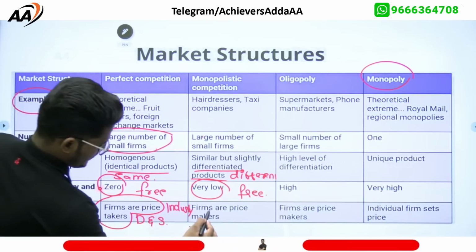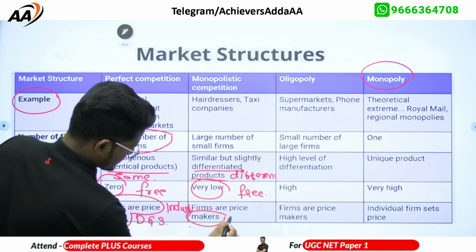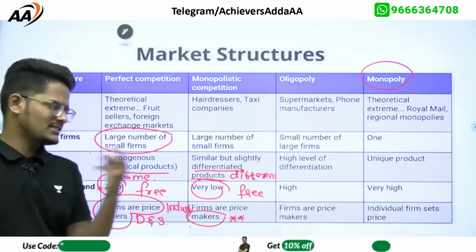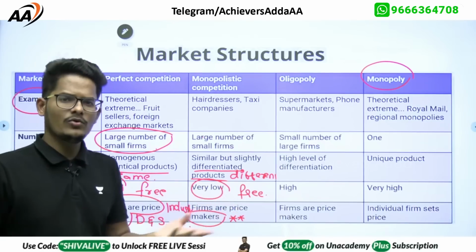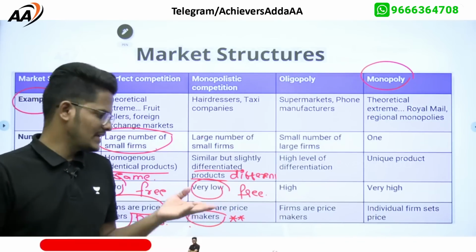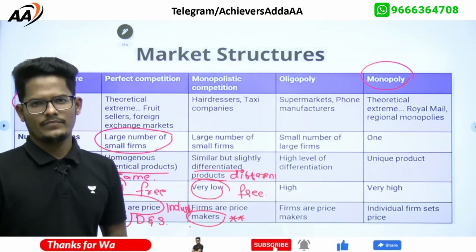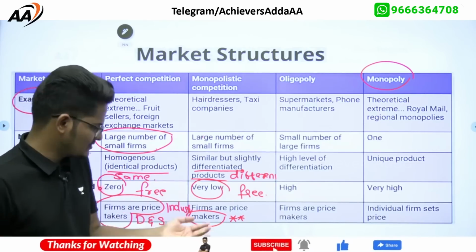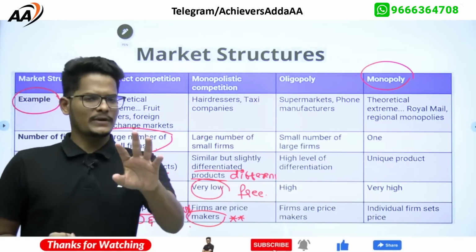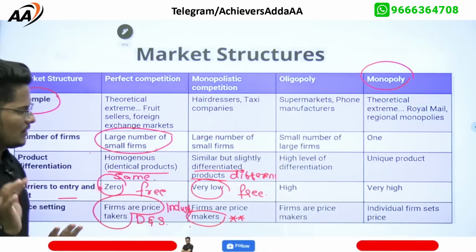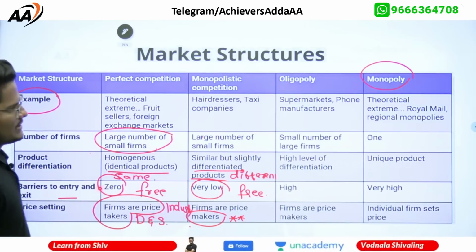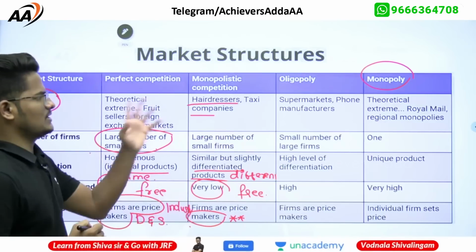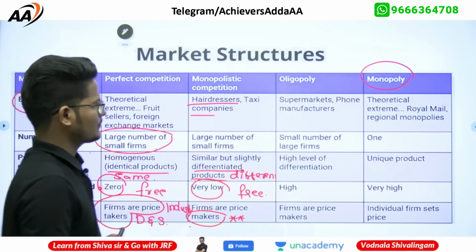Next is that firms are price makers. Most important. How could it be a price maker? Because every product is different. Who will decide the price then? They themselves will decide the price. For each and every product, they themselves will decide the price. That is what a price maker is, subject to price ceiling, price flooring of governments. Right? So taxi companies, hairdressers, these come under monopolistic competition.